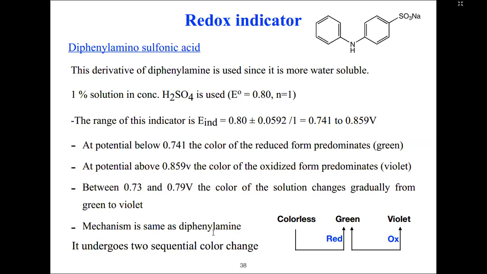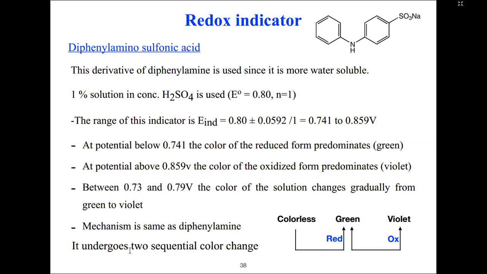The mechanism is the same as diphenylamine. That means first it loses two hydrogens to form the benzene structure, like the previous, the other structure. And then it loses the hydrogen to get the oxidized form. Hydrogen means hydrogen ion, okay?